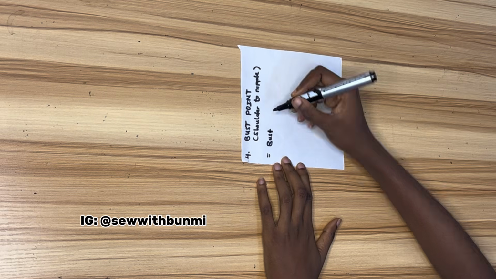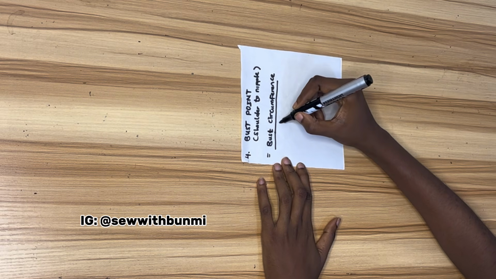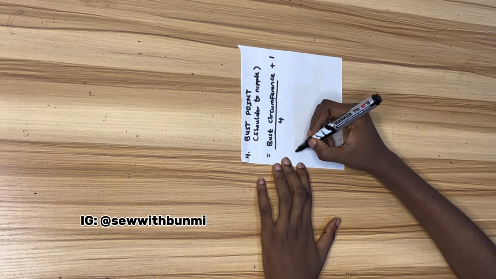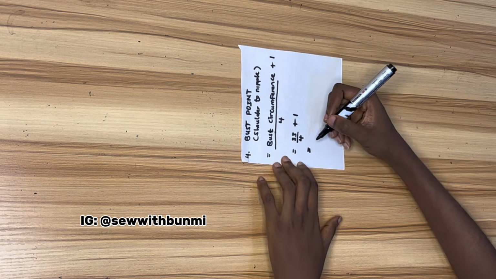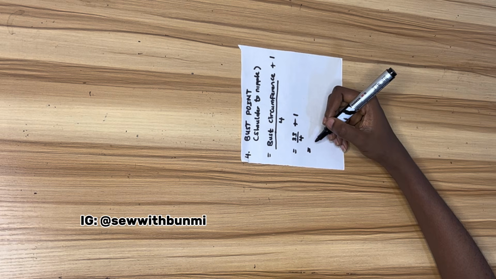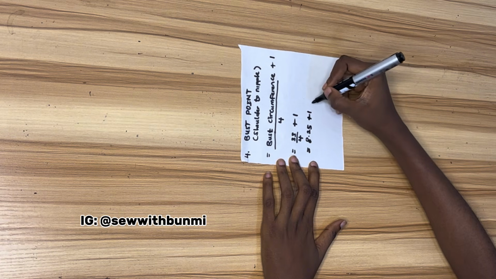So to calculate your bust point is your bust circumference divided by 4 plus 1. So for me, my bust circumference is 33. 33 divided by 4 plus 1. So 33 divided by 4 is 8.25. So 8.25 plus 1 is 9.25.